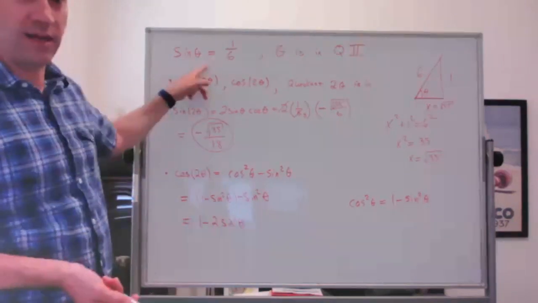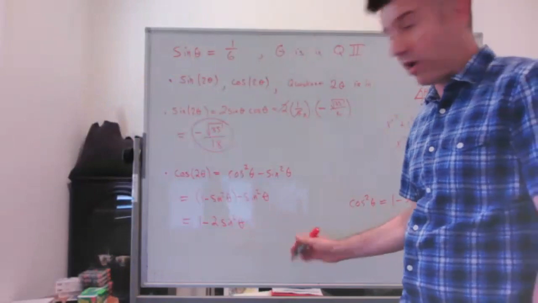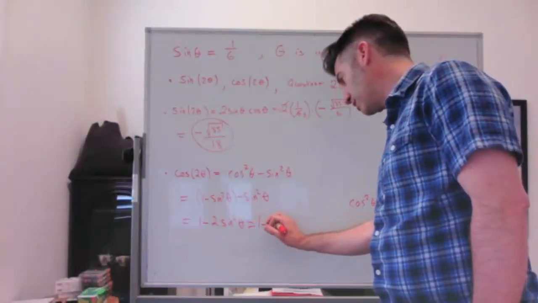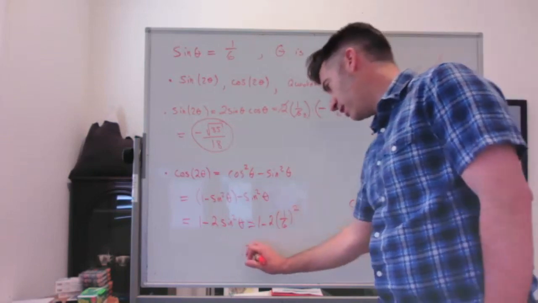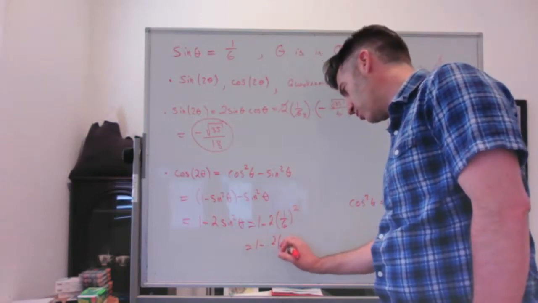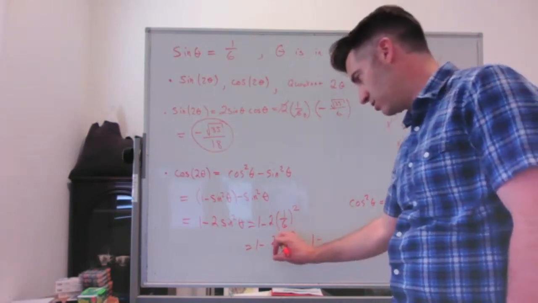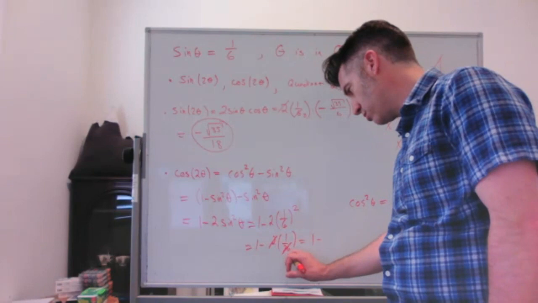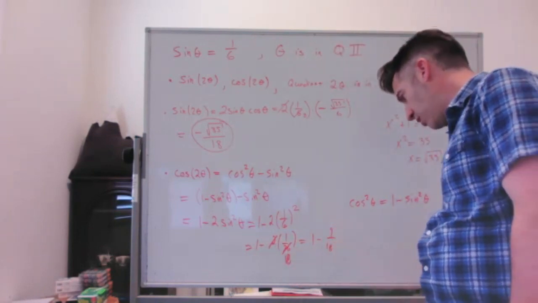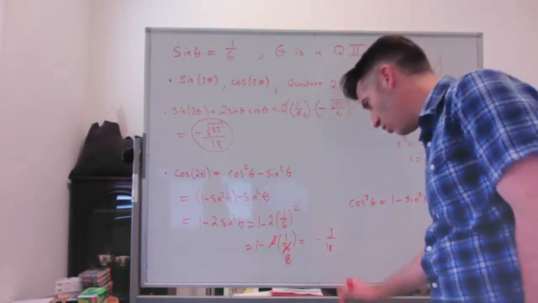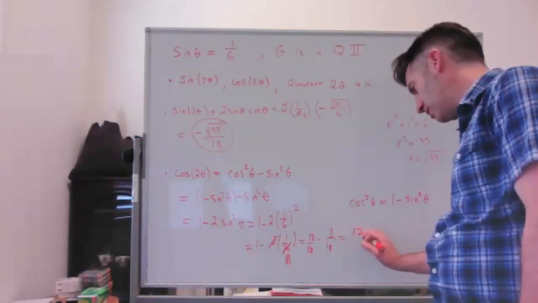I know that sine of theta is equal to 1/6. So sine squared theta is 1/6 squared. That's going to be 1 minus 2 times 1/6 squared. That's going to be 1 minus 2 times 1/36. I can cancel a 2 here and a 2 here. 1 minus 1/18. And 1 minus 1/18, or 18/18 minus 1/18, is 17/18.